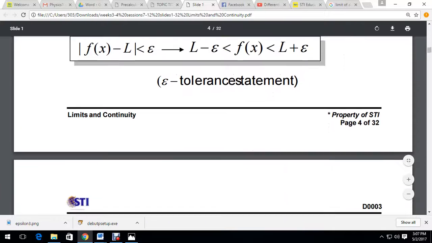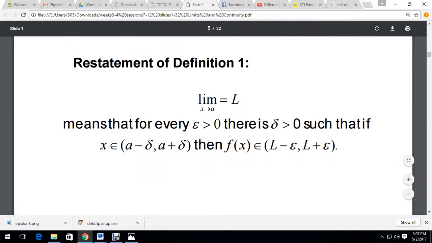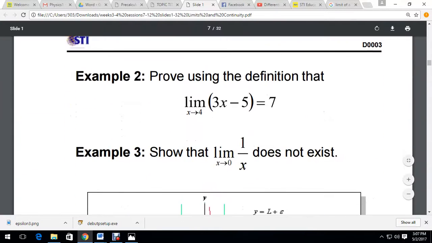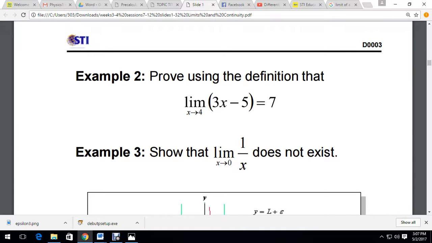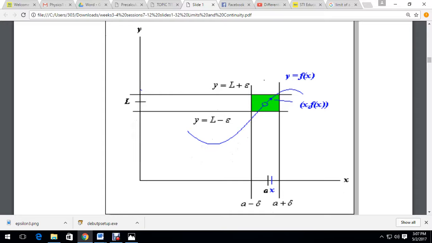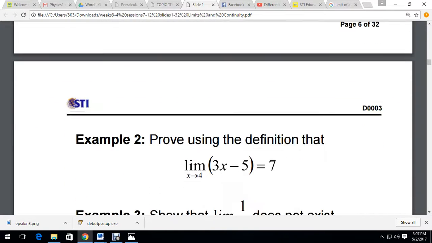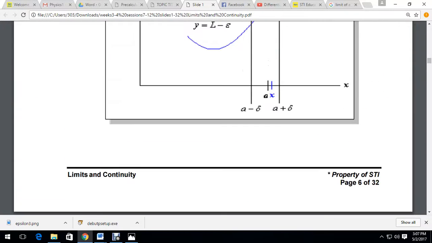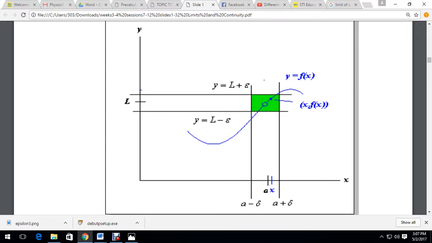Now, to concretize the concept, let's try to apply it using a few examples. For example, number 2: prove using the definition that the limit of the expression 3x minus 5 as x approaches 4 is equal to 7. So using the definition, that means whenever we have a value a that is approached by x, that produces a point on our y-axis, and that particular value on the y-axis is our L.